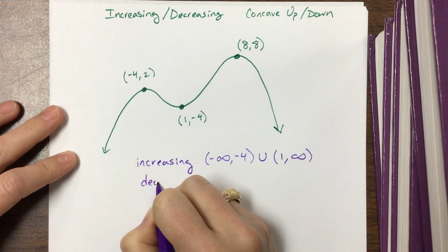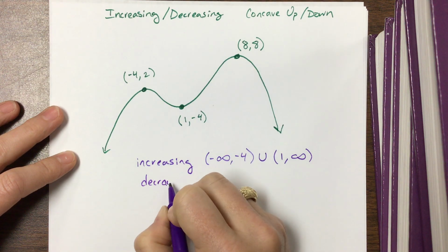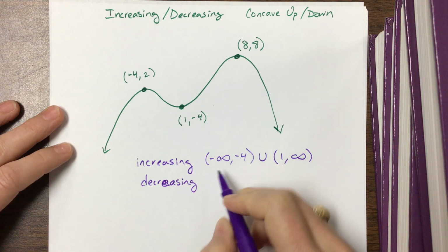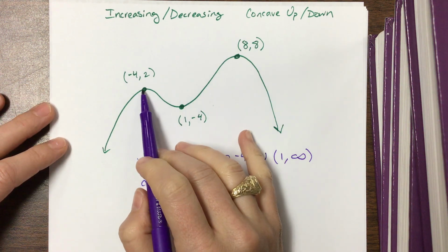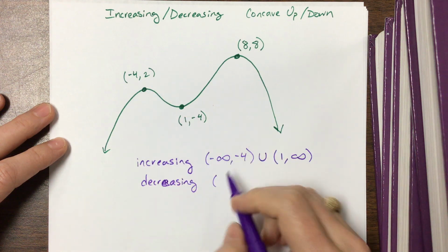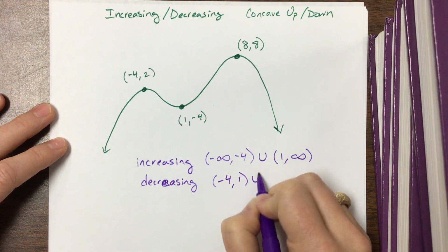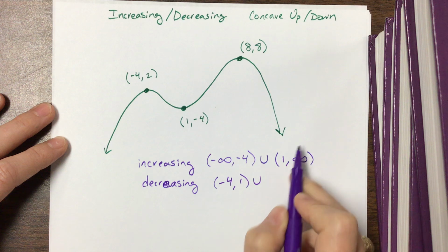It's decreasing, oh, I can't spell. Okay, I'm a terrible speller. I don't care. Okay, so it's decreasing here from -4 to +1. And then it's decreasing again from +8 to infinity.